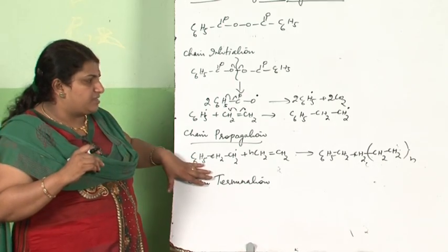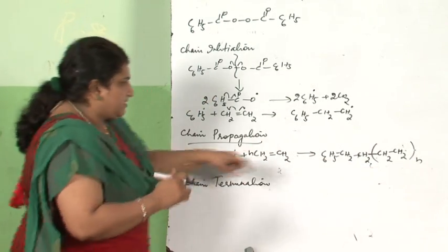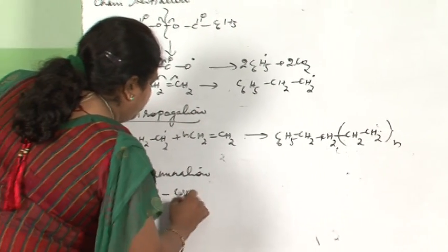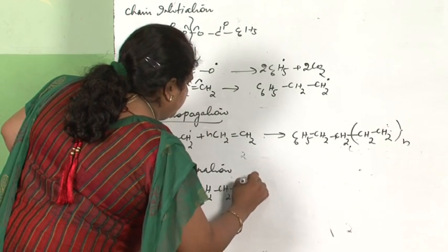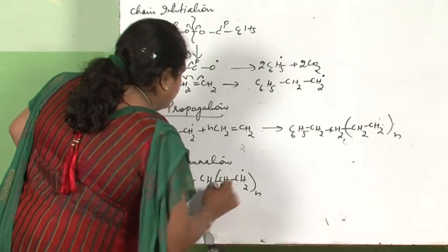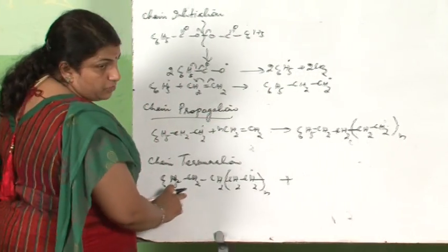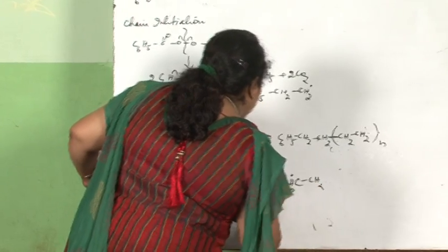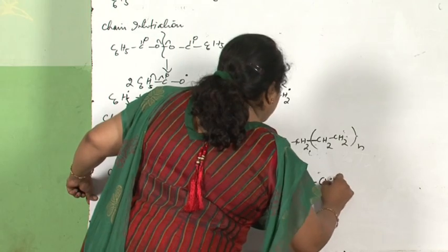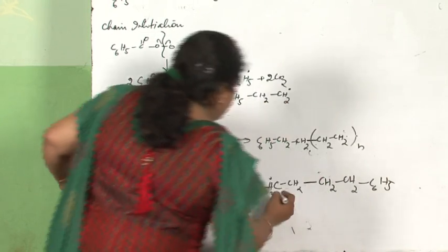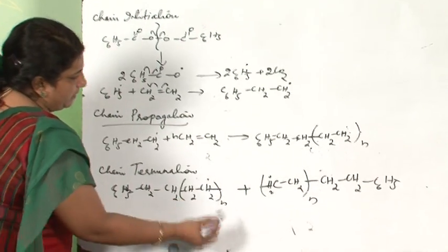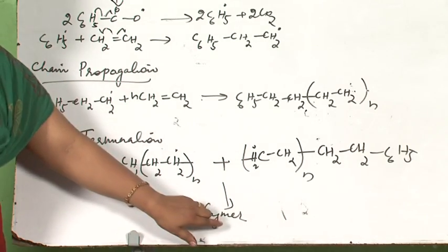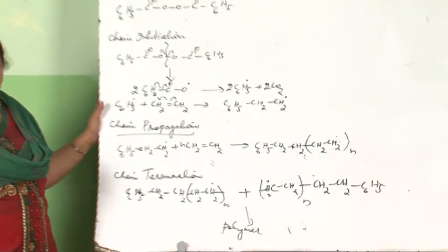In the chain termination step, two such bigger entities combine. This molecule is C6H5, CH2, CH2, CH2, CH2, n times. This entity combines with a similar molecule, one more molecule like this. I am writing from right to left: CH2, CH2, this is a free radical. I am showing this valency here, CH2, CH2, C6H5, this is n times. When they combine, you will get a bigger polymer and the chain reaction stops. Here it combined, the reaction stopped here. So these are the various steps of addition polymerization.